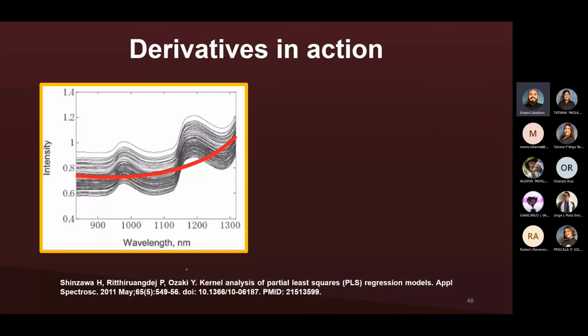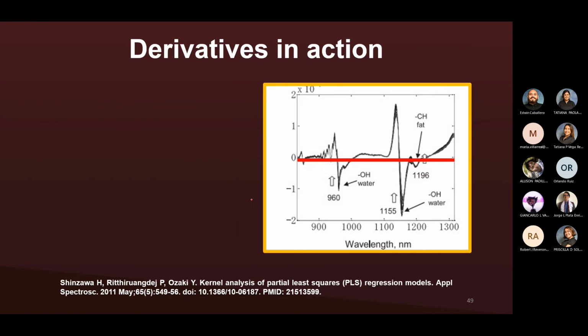Now, here are derivatives in action. Here we have a lot of spectra with a curved baseline. And when we apply derivatives, you can see that now it has the y equals 0 baseline and the peaks. In this case, since it is the first derivative, you're going to see your spectra like this. And that's the weird part here. But this center right here are the peaks of your spectra.